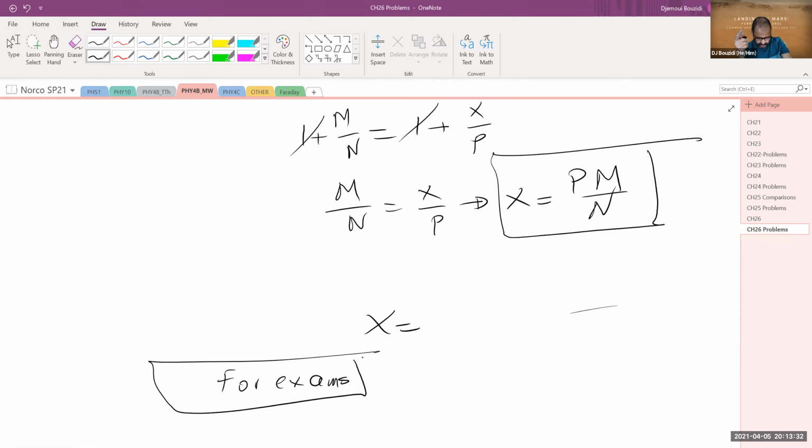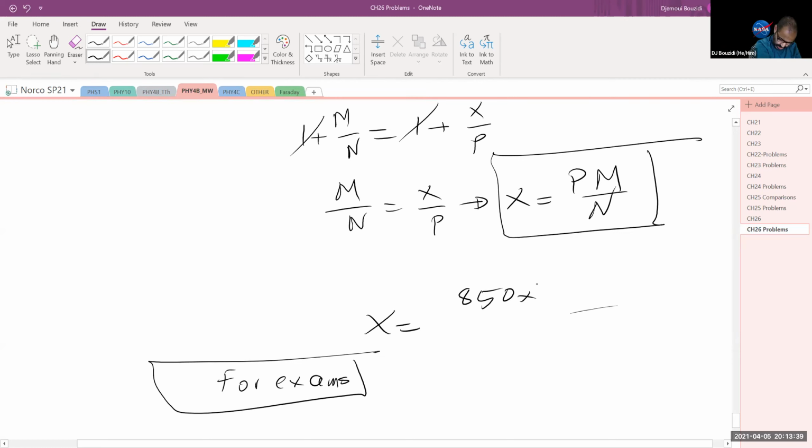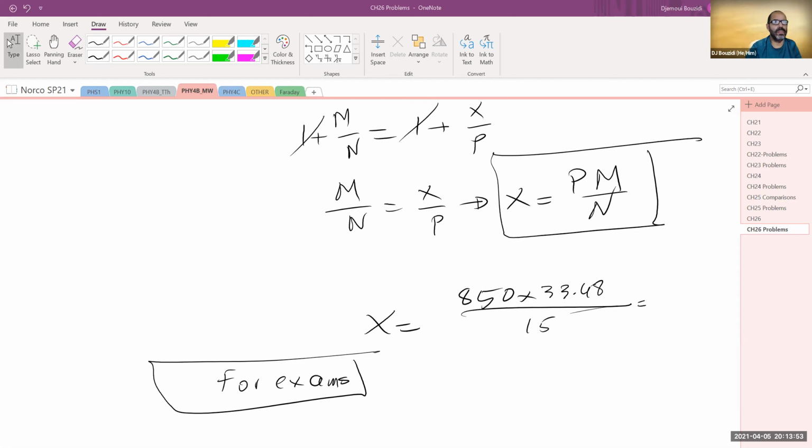It says, if the galvanometer shows a zero deflection when M is equal to 850 and P is 33.48 and N is equal to 15 ohms, then you can just plug the numbers in here and you get credit. At least you didn't lose the entire problem. Read the problems, please. Sometimes you can get credit for doing very little work like this one in here. This part B in here is like a gift, basically. It's a freebie, okay?